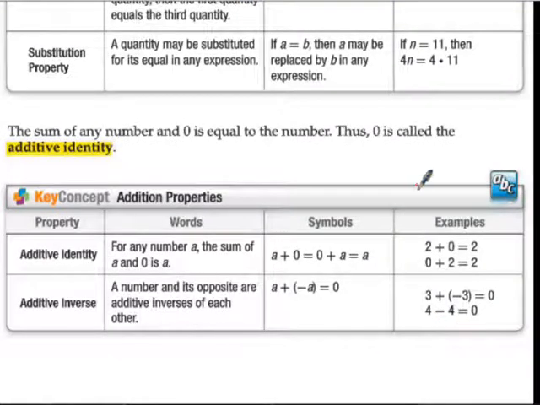The sum of any number and 0 is equal to the number. So 0 is, when we add that, we call that the additive identity. So if we have any number and we add 0 to it, we get the number. That's the additive identity. Additive inverse is when we add a number and its opposite, and we actually get 0. So 3 plus negative 3 is 0. That's an example of the additive inverse.